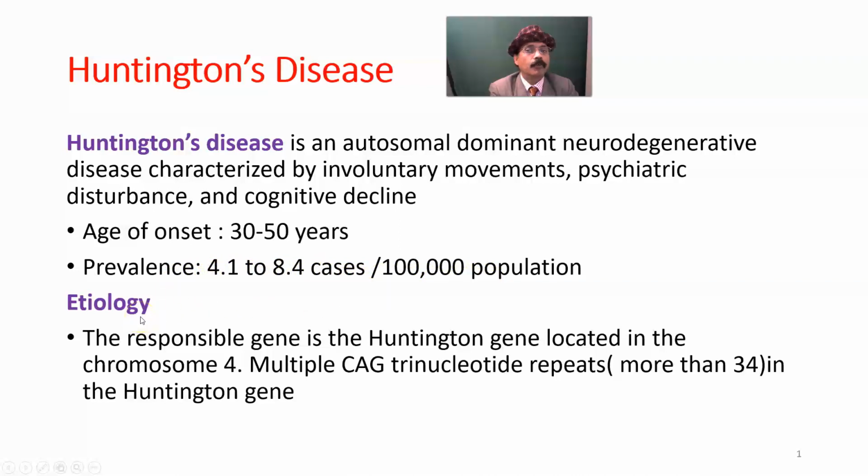Etiology, what is the cause of Huntington disease? The responsible gene is the Huntington gene located in chromosome 4. There are multiple CAG trinucleotide repeats, more than 34, in the Huntington gene. A normal person should have repetition but less than 34, maybe 10 to 20, or maybe at least 33 at most. But if it is more than 34, then there will be Huntington disease.